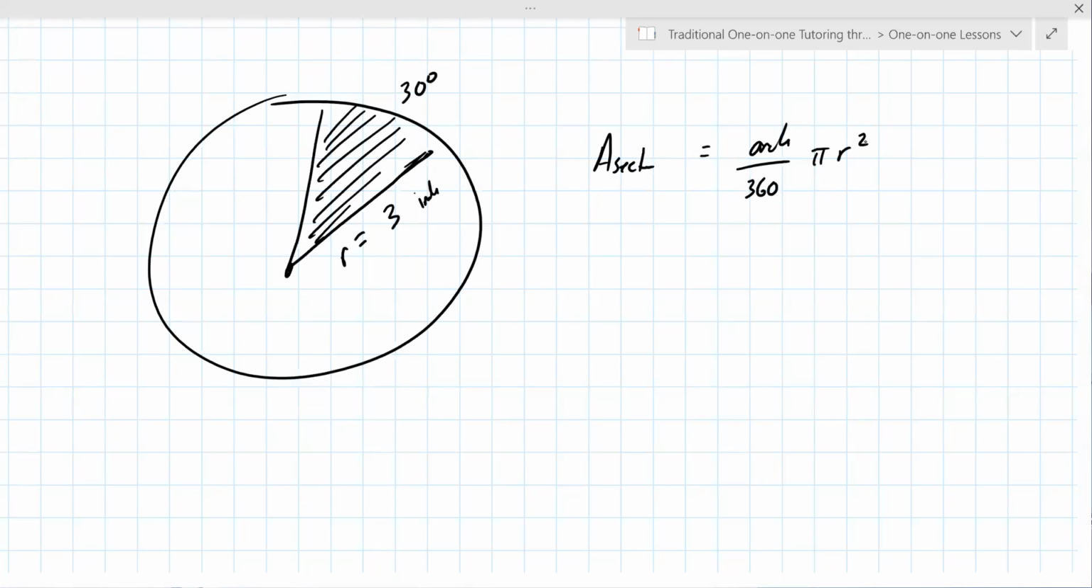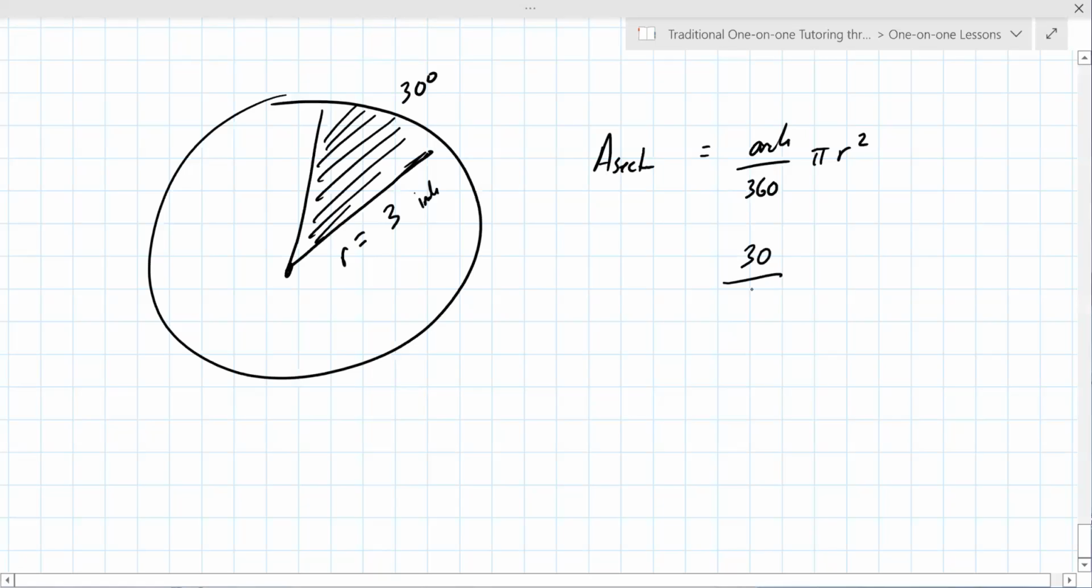So then angle over 360 pi r squared. What is the angle in this case? What's the central angle? 30 would be the angle. Then you can just get rid of the zeros, and that would be 1 over 12 pi. And then r squared. What's the radius? Diameter 6, radius 3, sorry. And then that would be 9.